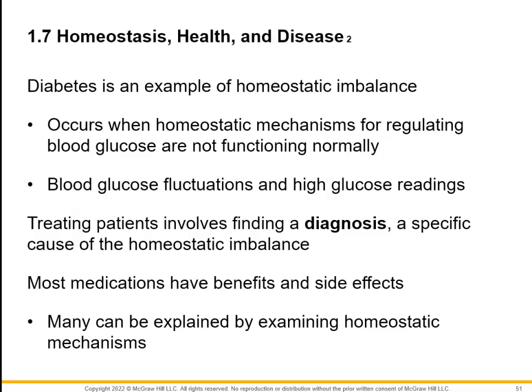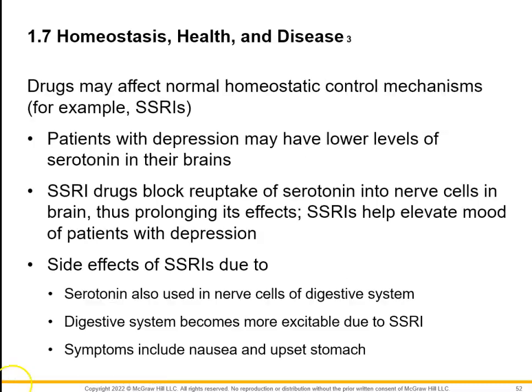Now, there are many examples of this in the human body, but when we're treating patients and finding a diagnosis, that tells us the specific cause of the homeostatic imbalances, and we can prescribe medications that may be able to help us maintain that balance, but very often the medications may have side effects as well as benefits. So when a patient has a homeostatic imbalance resulting in a disease or disorder, and we have a diagnosis for this, so your patient is diagnosed with depression.